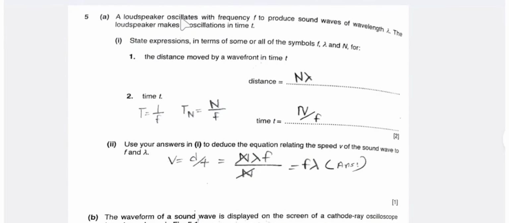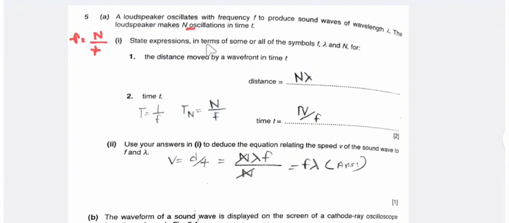Part A: a loudspeaker oscillates with frequency f to produce sound waves of wavelength lambda. So we have been given the frequency and the wavelength of the sound. The loudspeaker makes n oscillations in time t. We know that frequency is equal to the number of oscillations per unit time, so n oscillations in time t.